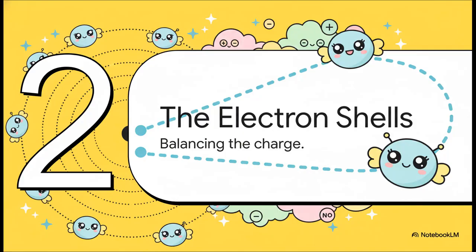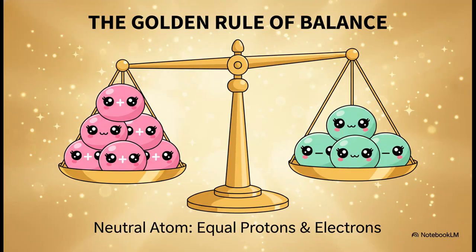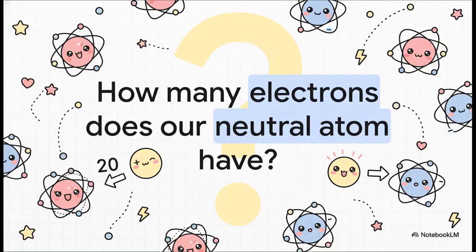All right, we figured out the core. Now let's look at what's happening on the outside, the electron shells. This is all about balancing the atom's electrical charge. So here's a golden rule of atoms. For an atom to be neutral, meaning it's stable and perfectly balanced, it has to have the exact same number of electrons as it has protons. It makes sense, right? The positive charge of the protons and the negative charge of the electrons just cancel each other out perfectly.